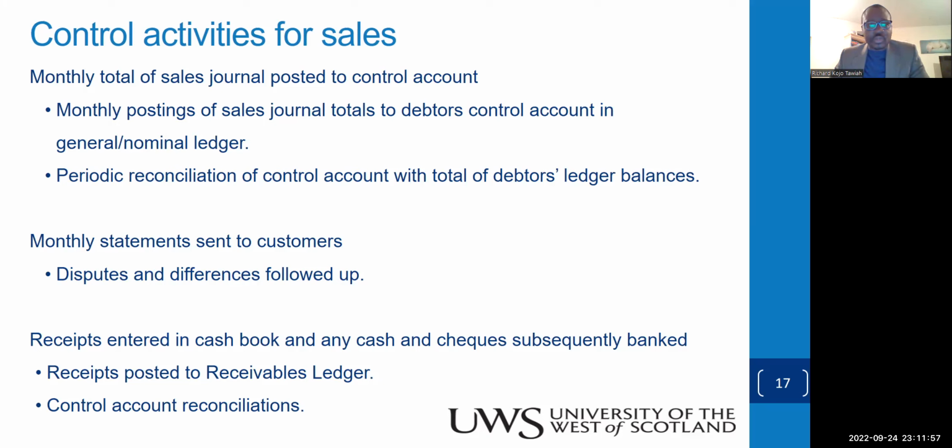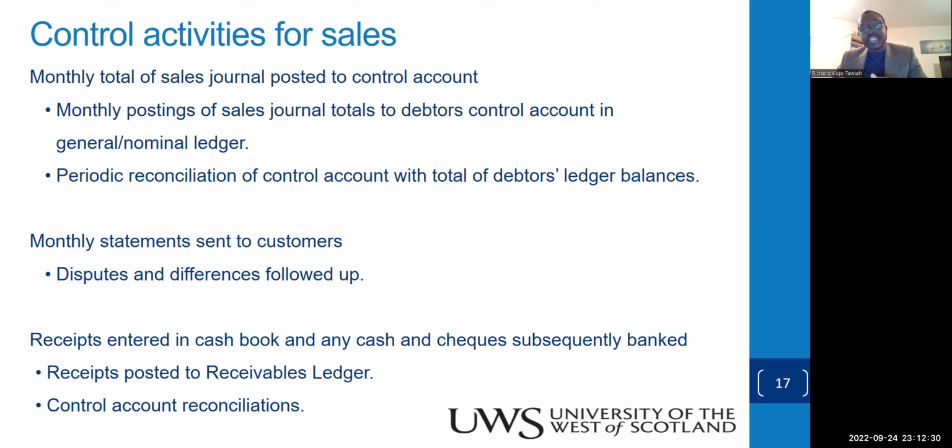On a monthly basis, control activities for sales could be generated. We're coming to a close soon, don't worry. The monthly total of the sales journal is posted to the control account. So within the control account, you know what we'll find over there. We could see sales, cash that we have received from customers, any discounts we give to them, any returns they have brought in. We close it off every month. We reconcile this and jive it to the ledger balances, the debtors ledger balances, at the end of the day.